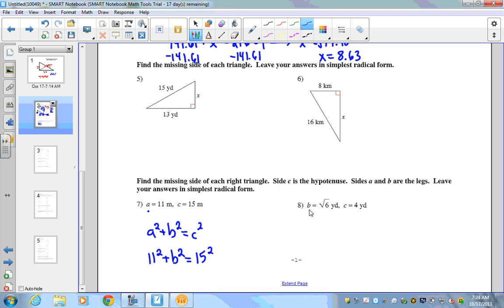Look at question 8 for a second. Notice that b is radical 6. So the way I would set it up is a squared plus radical 6 squared is equal to 4 squared. Well, what happens to the radical 6 when I square it? Very simple. The radical comes off and it just turns into regular plain 6. Oh, that's not 4 squared, it is 16. Okay. And then you could solve for that on your own.